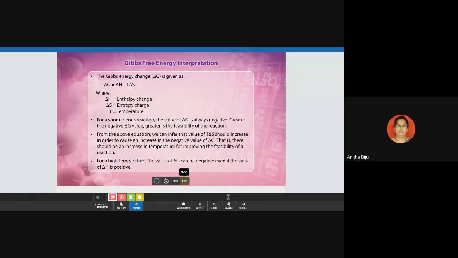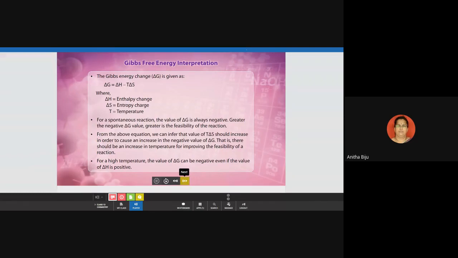All three variables are state variables, which depend on the initial and the final state. Since all three belong to the same category, we can take the change in free energy, change in enthalpy, change in entropy. And the last one is temperature, and this temperature must be in the Kelvin scale. Now you can note down the next point, very important. These are all very important. For a spontaneous process, delta G will always be negative. Greater the negative value, greater will be the feasibility of the process.